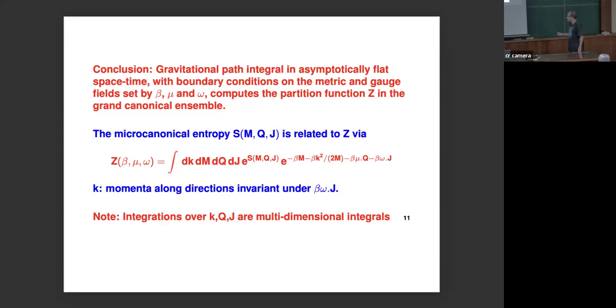Okay. And here I just wanted to say these integrals are multi-dimensional integrals. When you do the momentum integral, this includes only momenta along directions that are invariant under beta omega dot j. Because the part of the momentum that doesn't commute with this doesn't appear in that trace, right? If there is a state that carries that momentum, then this will rotate that momentum, so it will just not contribute to the trace. So those components you have to set equal to 0. You only integrate over those momenta that are invariant under beta omega dot j.